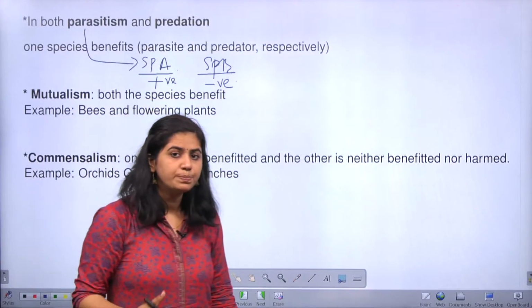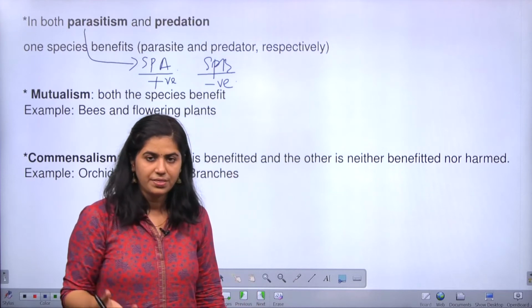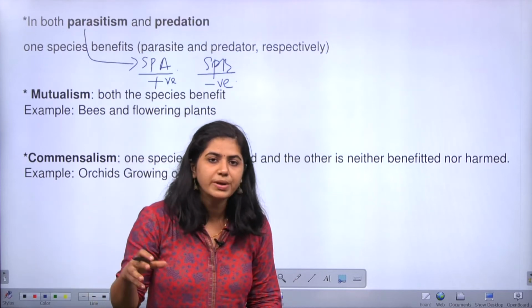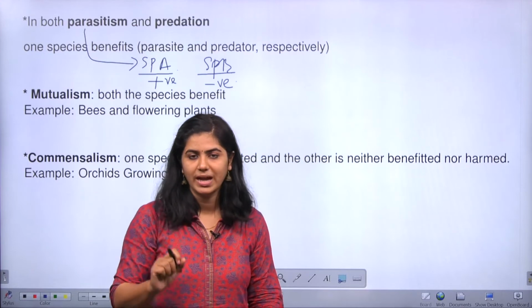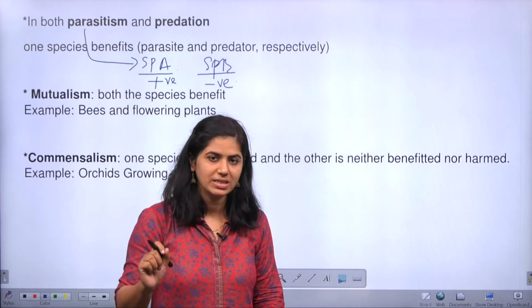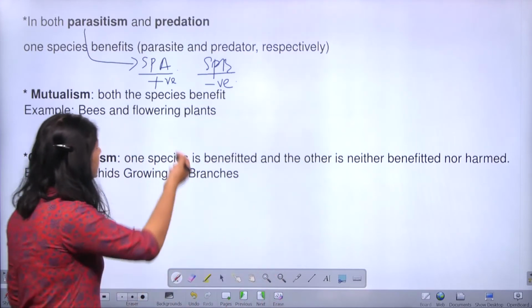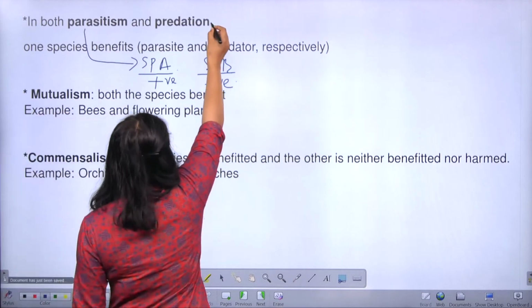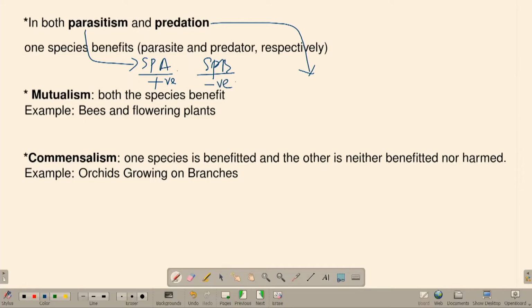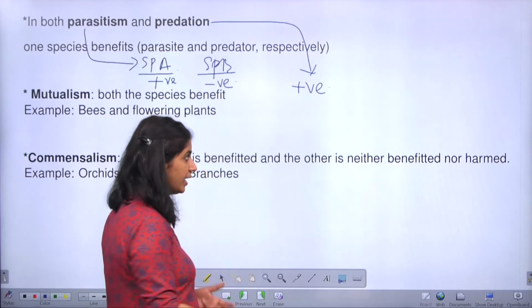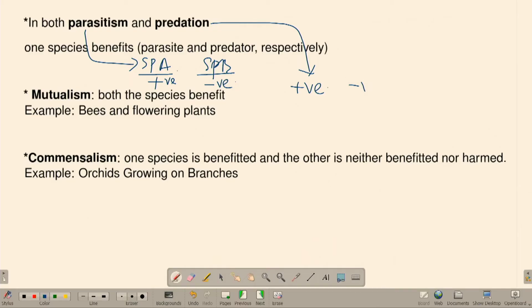When we come to predation, it is the same condition. The animal which preys on the other organism is benefited, and the animal which is being preyed upon is on the negative side. The predator will be on the positive side because it gains something to eat or consume, right? And the prey will be on the negative side because it is being harmed.